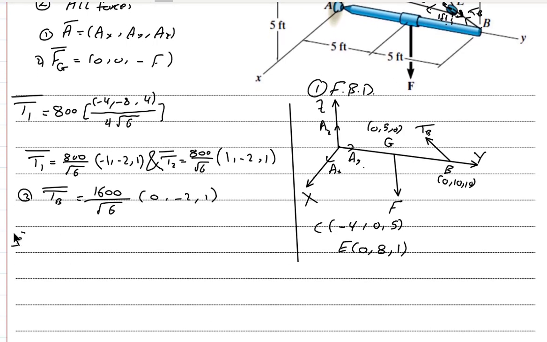After that, the third stage is to apply the equations of motion, which is sigma moment about the ball and socket point A equals 0 vector. We have here two forces. The moment of the reaction at the ball and socket, of course, will be 0. So we have RAG cross FG plus RAB cross TB vector is equal to 0 vector.